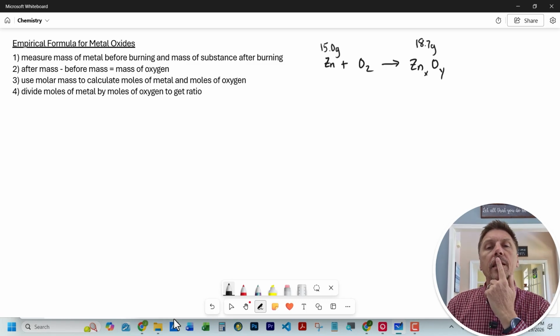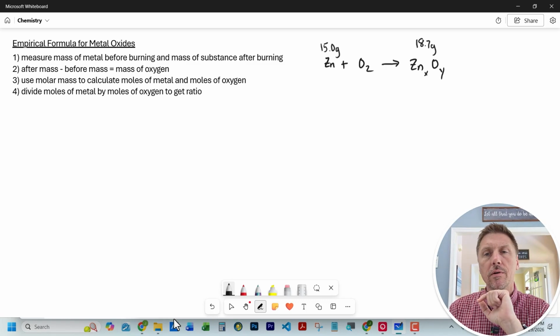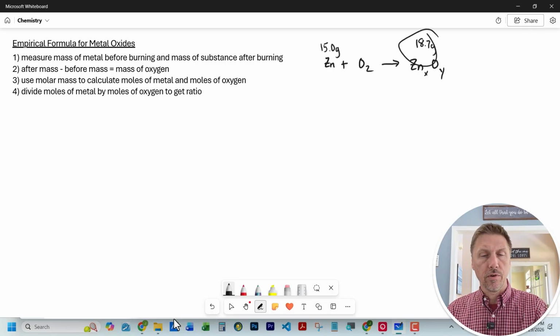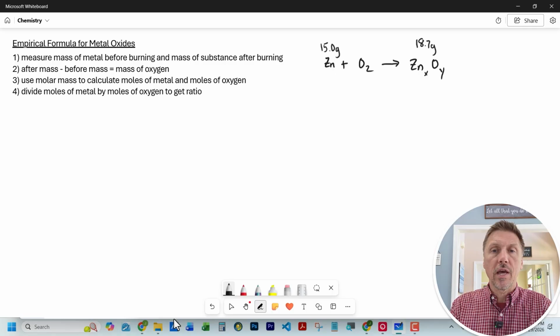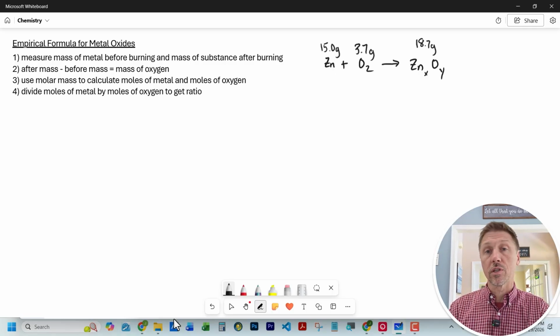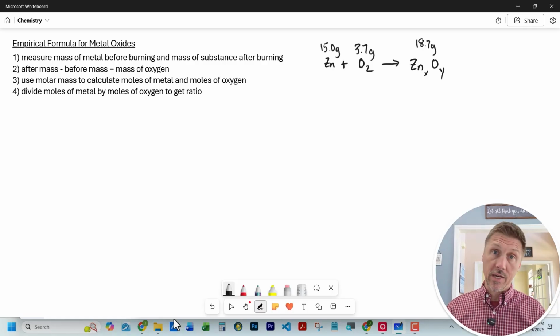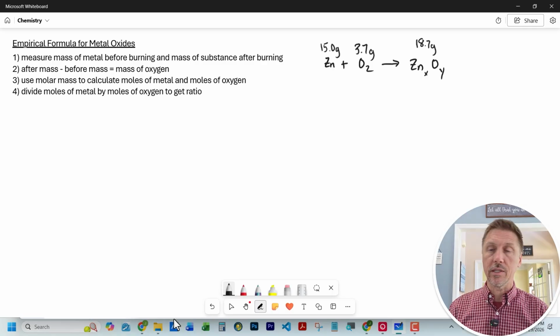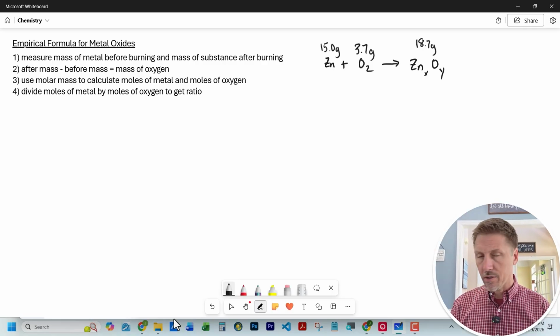All right. Now, one thing we do know, because this substance here is 18.7 grams, and we started off with 15 grams, we know that we must have 3.7 grams of oxygen, right? That was contributed to the formation of this zinc oxide, because mass has to be conserved. So 15 plus 3.7 equals the 18.7 grams. So that's important for us to understand, that that's the mass of our oxygen.